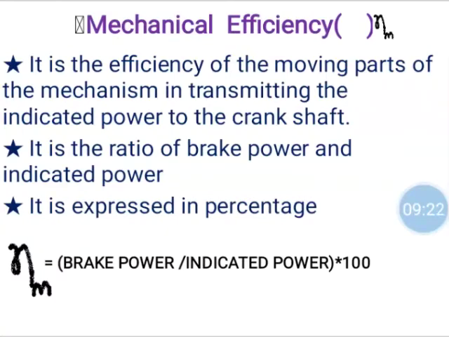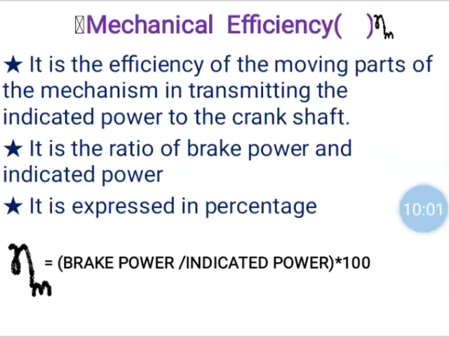Efficiency is always a ratio of two things: output divided by input. So efficiency is always less than 100%. You cannot have any engine or device which will convert one form of energy completely into another form. It is not possible. That's why efficiency is always less than 100%. Efficiency is expressed in percentage. So here we are taking mechanical efficiency.